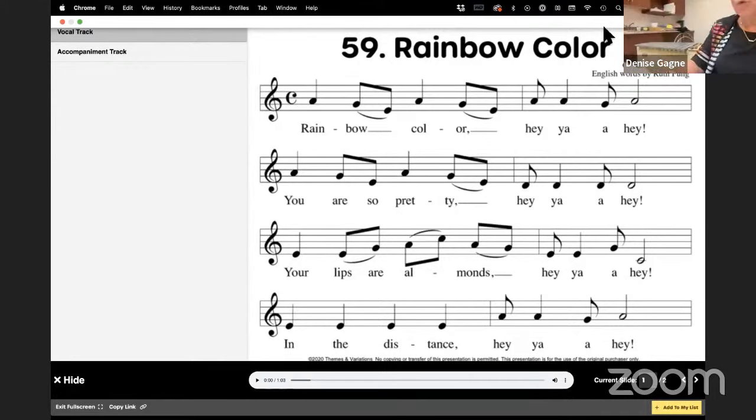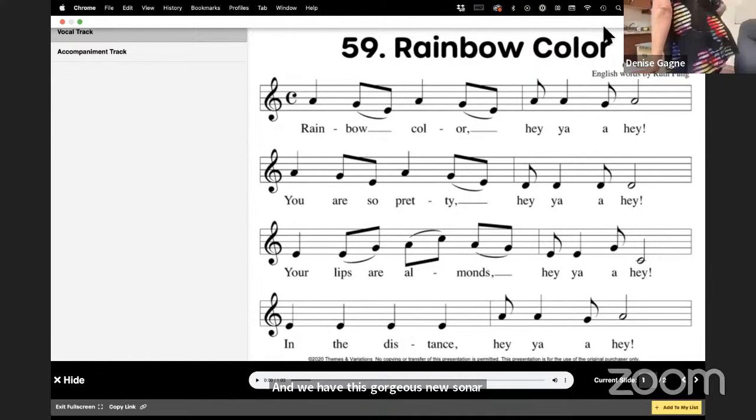I have this gorgeous new sonar bass metallophone. And this would be a really easy one to add a simple bordun to.